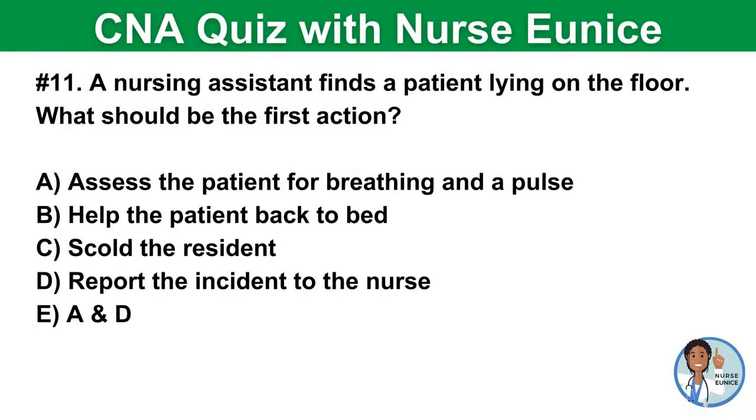11, a nursing assistant finds a patient lying on the floor. What should be the first action? A, assess the patient for breathing and a pulse. B, help the patient back to bed. C, scold the patient or the resident. D, report the incident to the charge nurse. Or E, A and D.